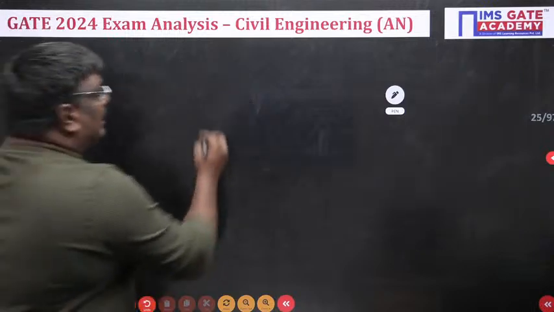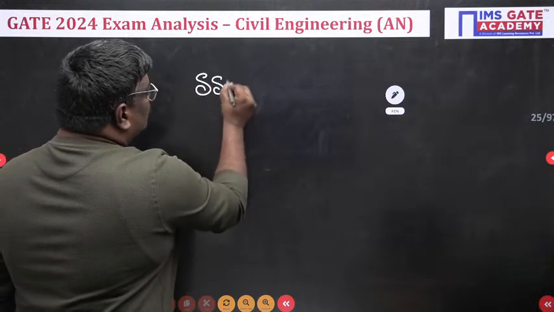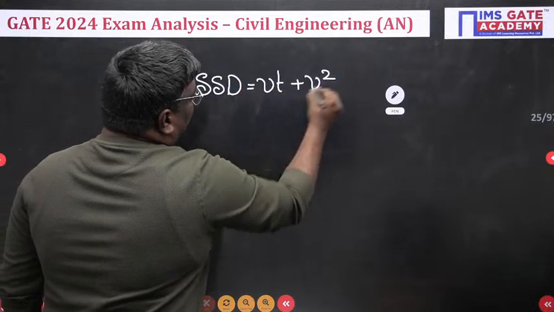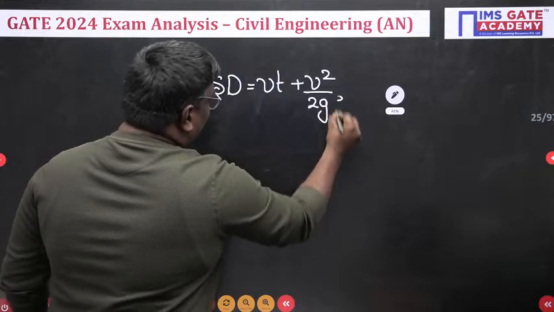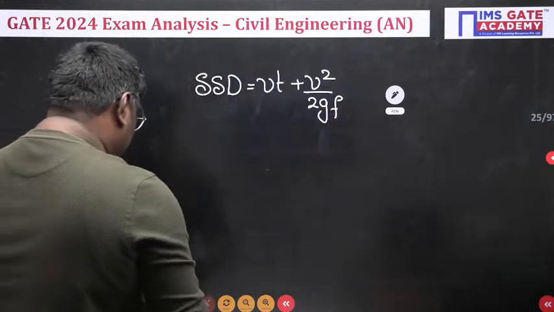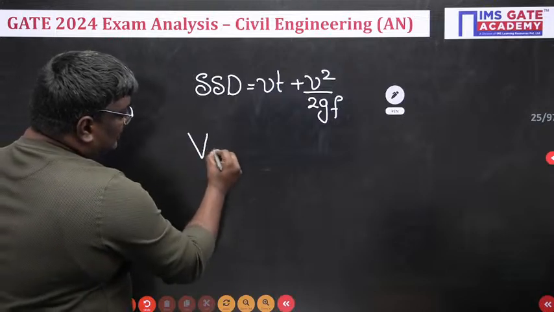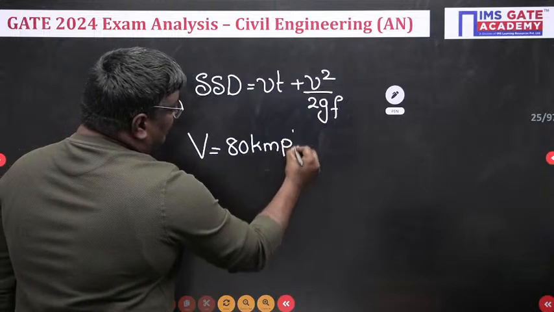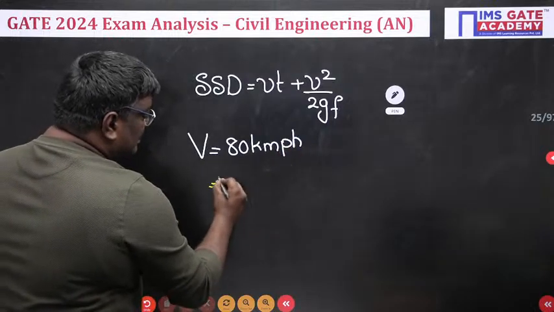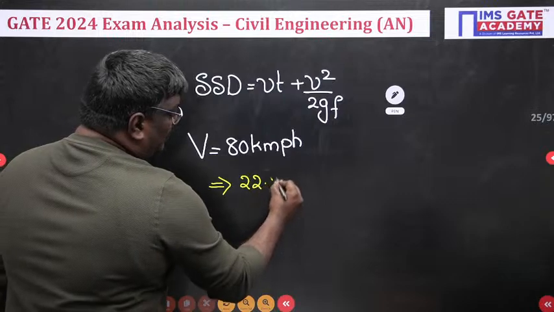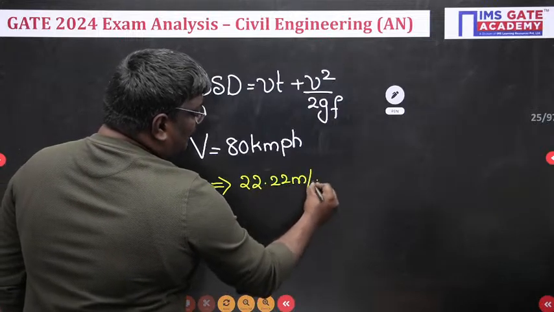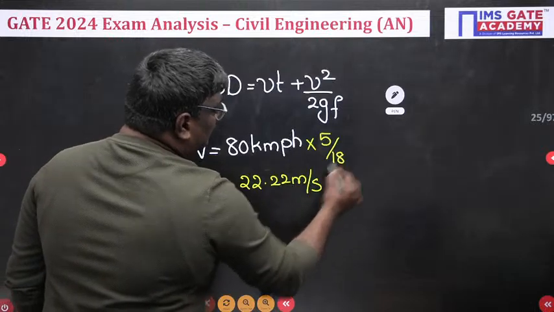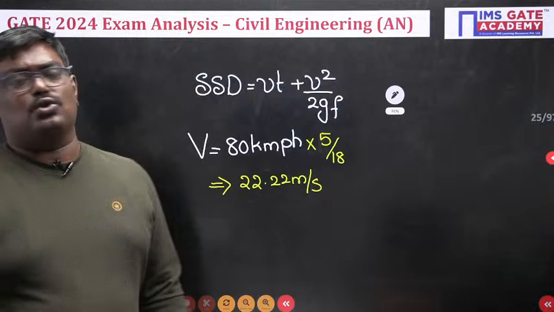So how do we calculate the stopping sight distance? It is given by the formula Vt plus V square upon 2gf. Now they have given the velocity in kilometer per hour, 80 kilometer per hour. If you convert this into meter per second, it becomes 22.22 meter per second. How do we convert? 80 into 5 by 18. If you solve this, you will get 22.22 meter per second.